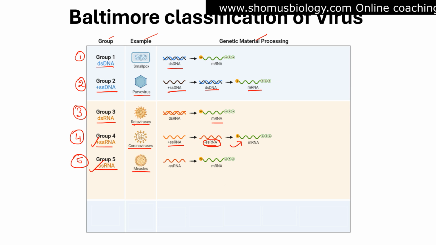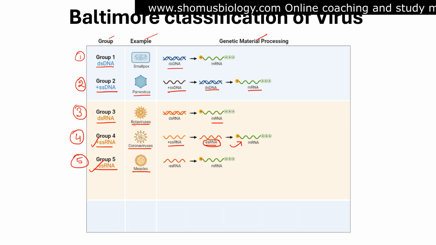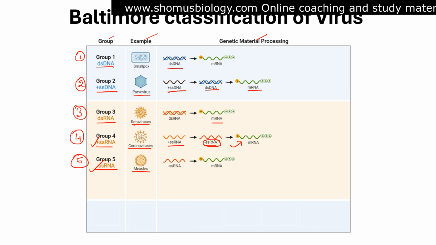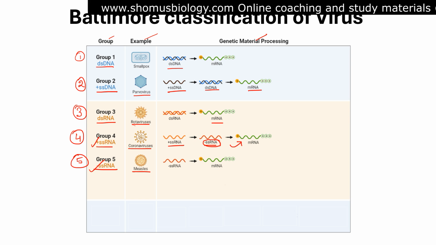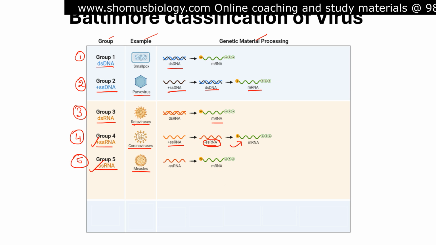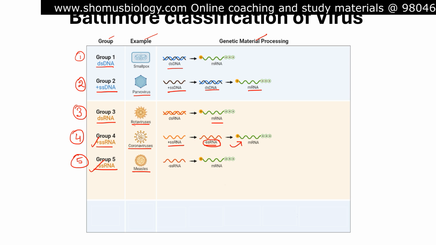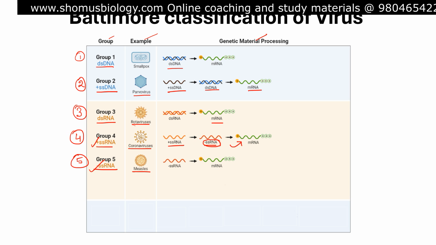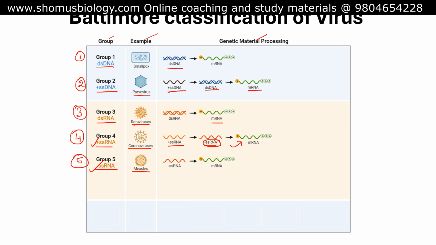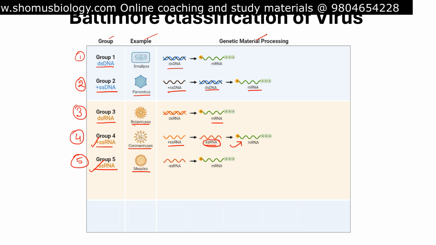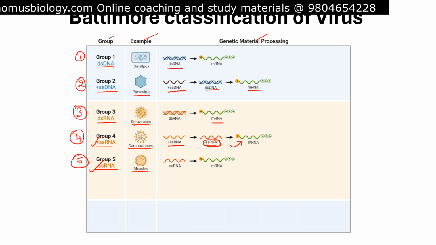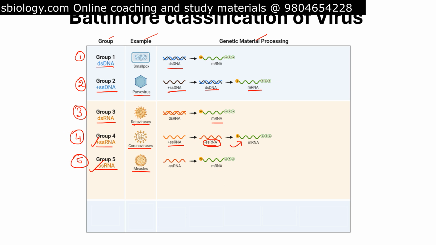So the difference between coronavirus and measles is that both are single-stranded RNA viruses, but coronavirus is a plus or positive single-stranded RNA virus, while measles is a minus or negative single-stranded RNA virus. The difference between positive and negative strand of RNA is that negative single-stranded RNA can be directly converted to the mRNA, meaning they can be used to make mRNA directly in a single-step process.